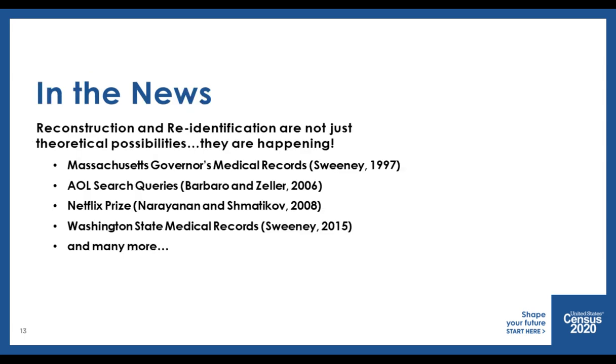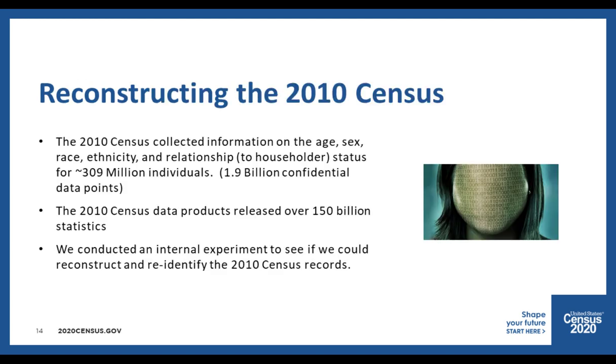And reconstruction and re-identification are not just theoretical possibilities. There have been many notable cases of re-identification of supposedly de-identified data over the years. Here are just a few of them. With the risks of reconstruction and re-identification in mind, and the knowledge that these types of attacks are getting easier and easier as computers improve and external data about us increases, the Census Bureau decided to conduct an experiment to see how vulnerable the decennial census is to this type of attack.